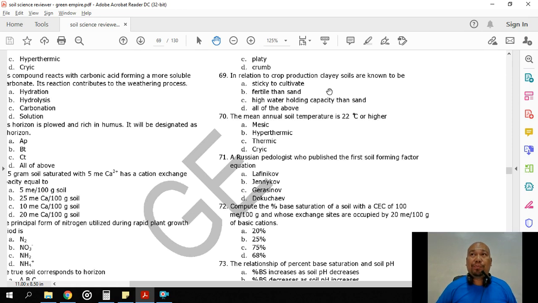So therefore, clay soils are more fertile than sand. That's also correct. It has a high water holding capacity also, which was explained before because of the presence of micropores. So therefore, letter D, all of the above. As mentioned before, I've been emphasizing this one: if you seldom see choices like "all of the above" and several are correct, it's very likely that the answer for that particular question is all of the above.